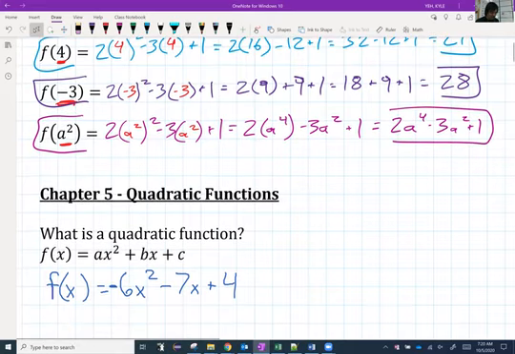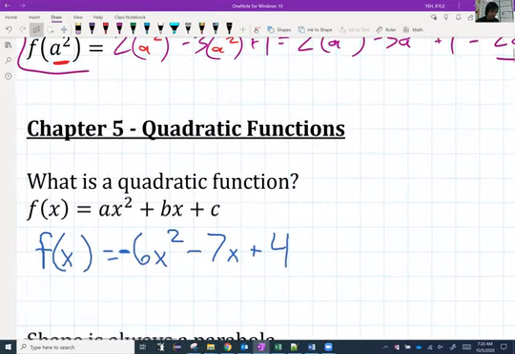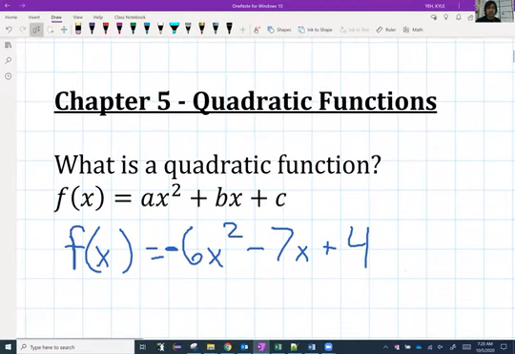So what is a quadratic function? It's any function that can be written in the form shown there: f of x equals ax squared plus bx plus c. A quadratic function has x squareds, but nothing bigger than that. No x cubes, no x to the 4ths, no x to the 5ths. It has x squared terms and nothing larger.